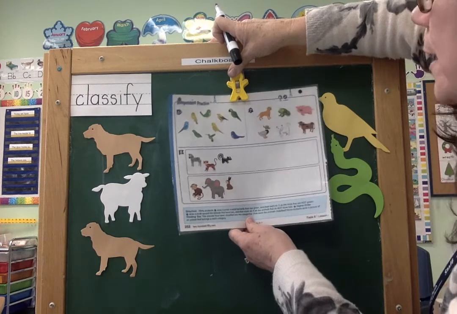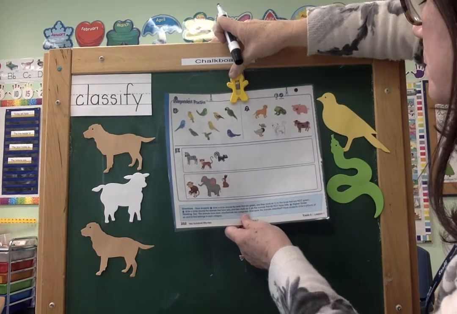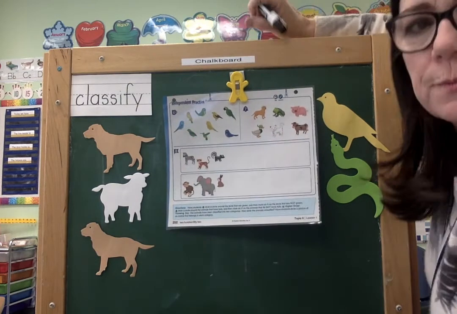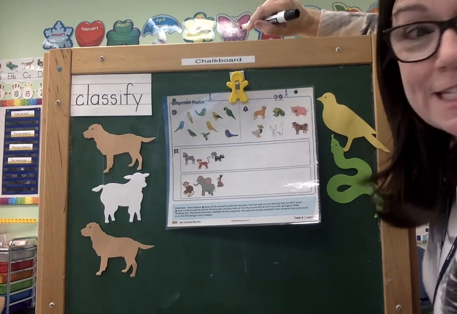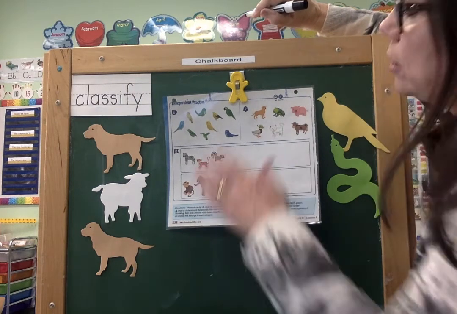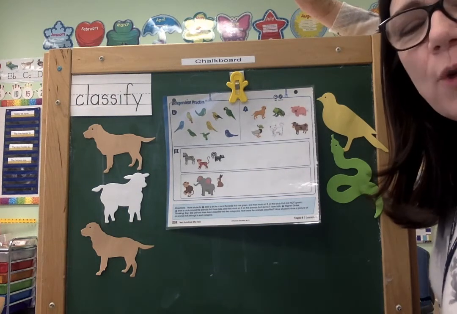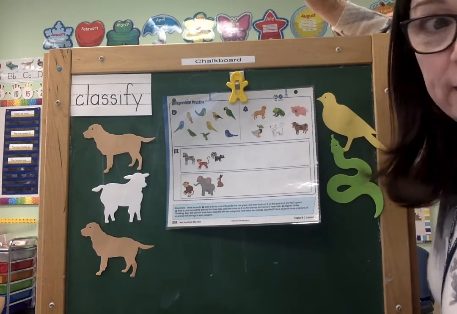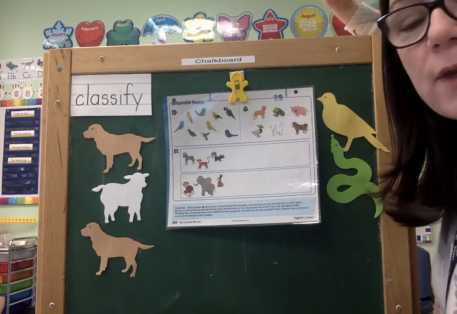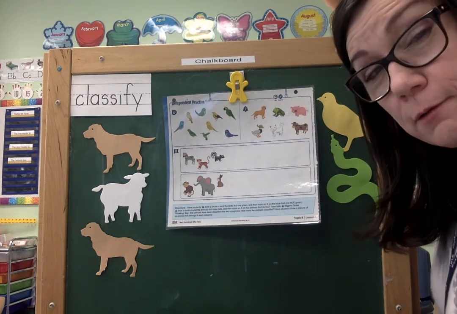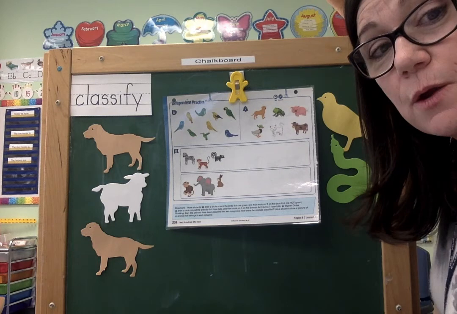Now we're going to be looking at some birds. Some of our birds are green and some are not. So Carlos has decided to classify the birds by whether they're green or not green. So we're going to go across our row. If it is a green bird, what are we going to do? We're going to circle it. If it's not, we're going to put an X over it.